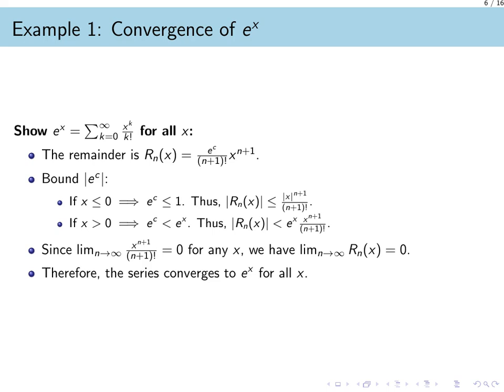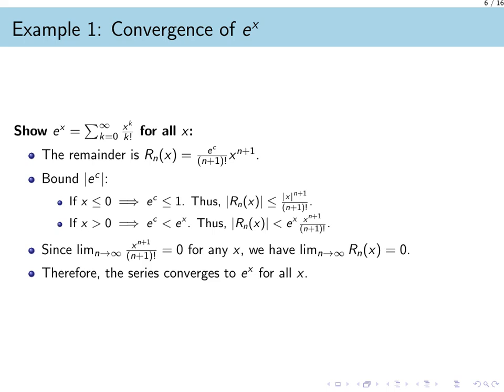Recall that Taylor's formula expresses a function as its nth degree polynomial plus a remainder term. Our goal is to prove that the limit of this remainder is 0 as n approaches infinity. The remainder's formula contains an unknown value c, which is somewhere between 0 and x. We can solve this by finding an upper bound for the term e to the power of c.